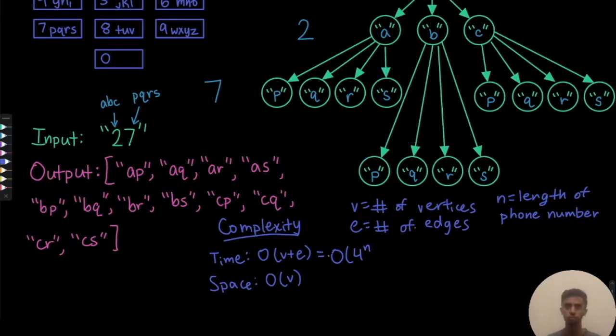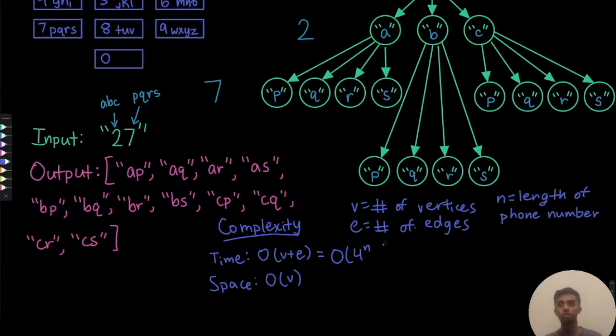So in our case, O of V plus E, specifically for the graph that we'll see in this problem, is really not that meaningful. We can just treat that as O of V. So we don't have to worry too much about the V plus E here. 4 to the n seems to encompass that.